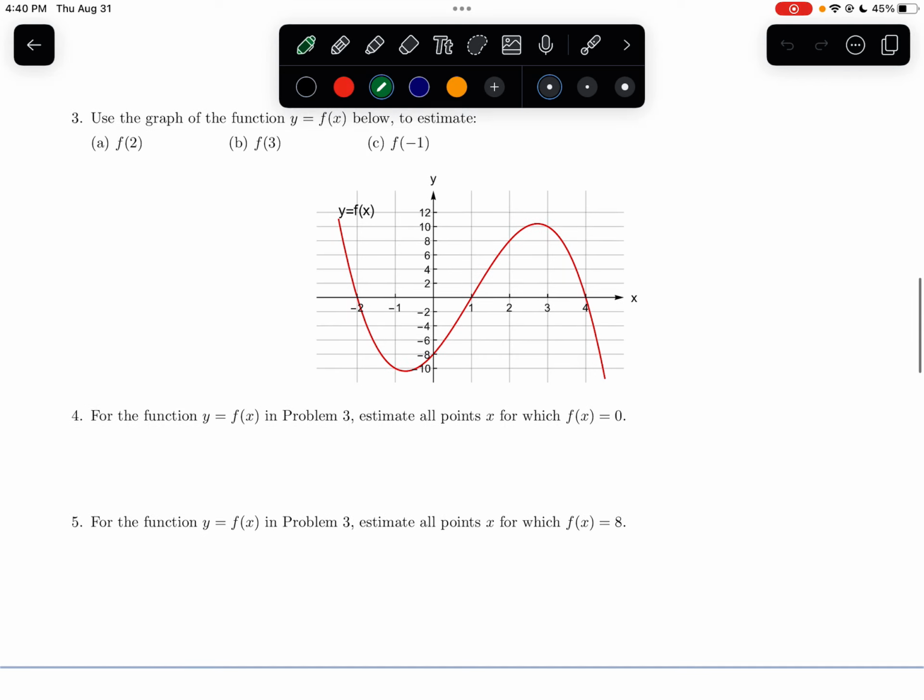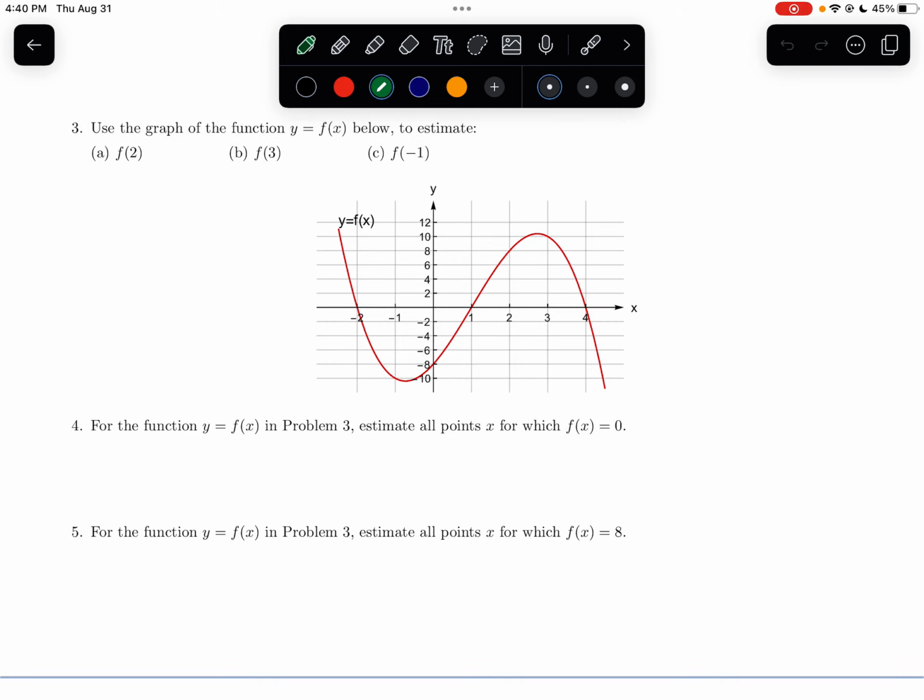So let's take a look at question 3, where we're given the graph of a function and we're asked to estimate certain values from the function. So to do f of 2, we would need the y value on the graph at that point. So, x equals 2.